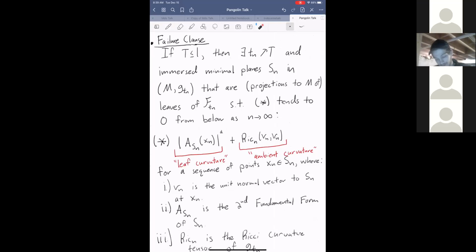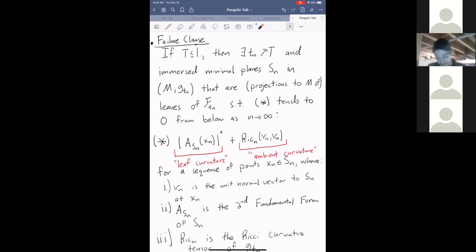and a sequence of immersed minimal planes S sub n that are minimal for the metrics g sub T sub n on M, that lift to leaves of F sub T sub n, so that the quantity marked with an asterisk below goes to 0 from below as n goes to infinity, as these times T sub n approach big T.